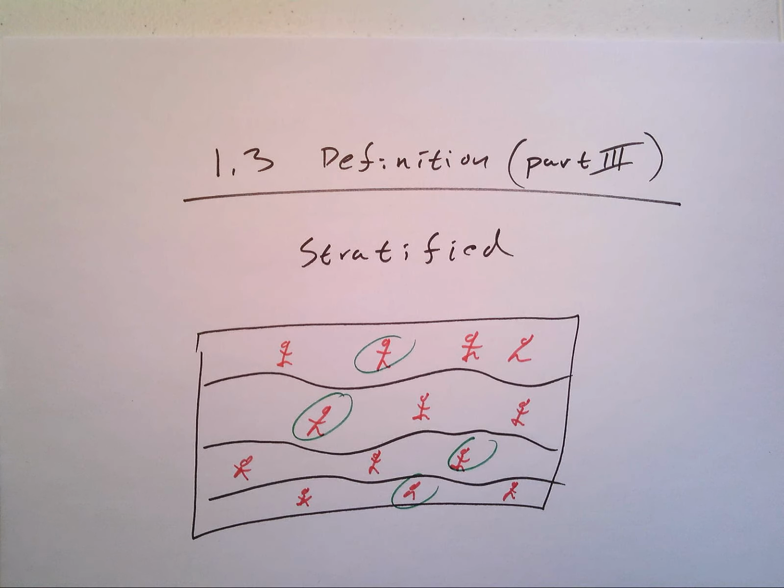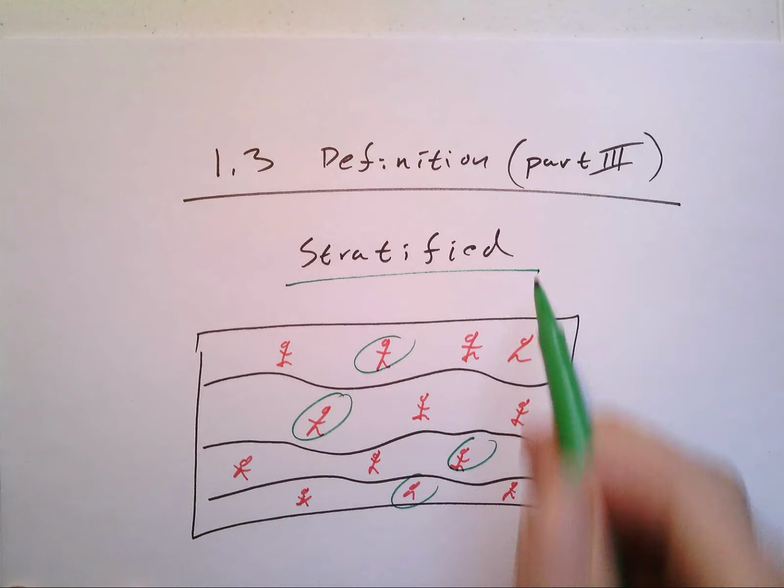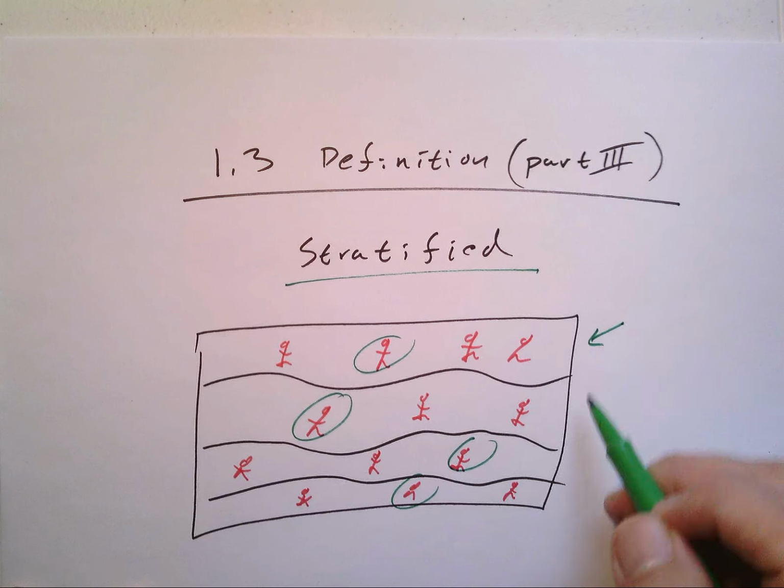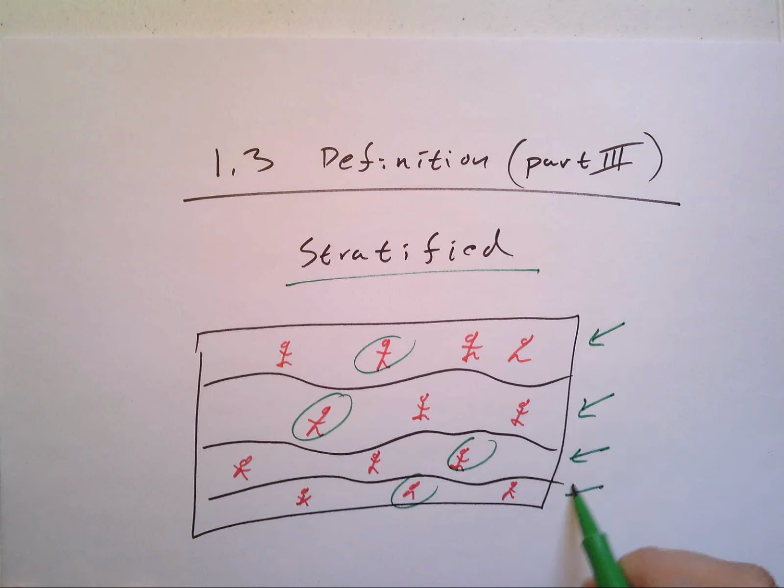For now, what I want you to get out of this is that stratified data is your population being divided into groups that make sense, and then you're going to be doing random samples for each, and I'm pointing to each of the strata here, each of the strata.